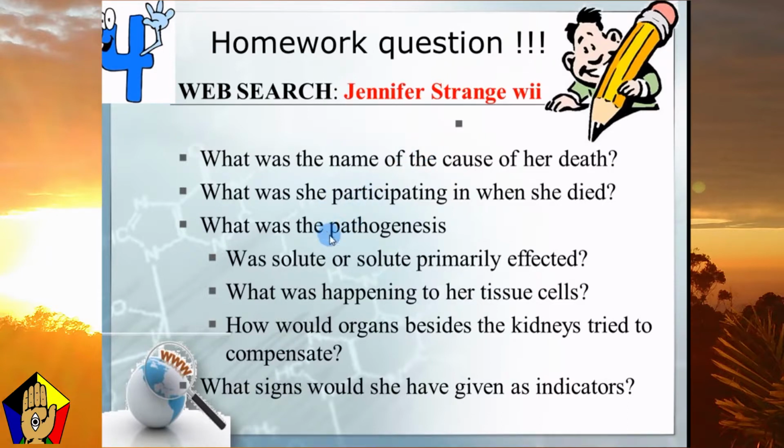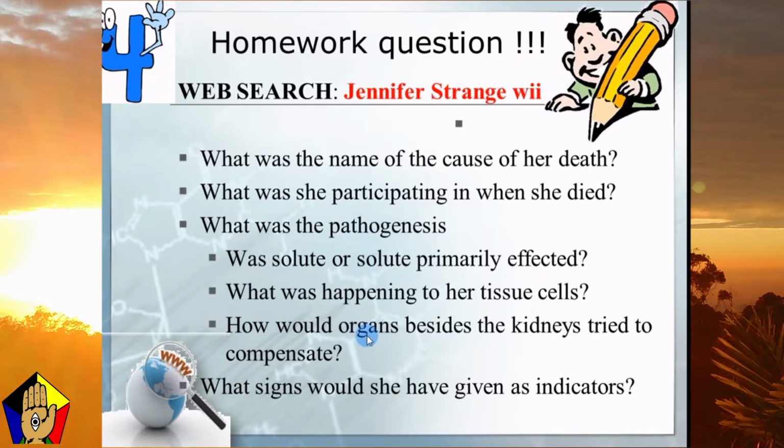And here's where you're going to do the interpretation, because journalists are probably not going to do this for you, but you're going to say what the pathogenesis is. So what solute or solvent, oops, that's a typo, what solute or solvent was primarily affected in this situation? Right, so was it the solvent or the solute that made the biggest impact? What was the cause? What happened to her cells? So because of the change in the solvent or solute, what happened to her cells?